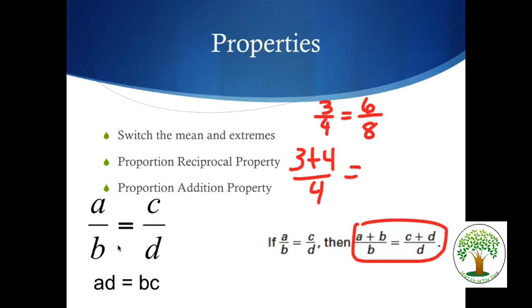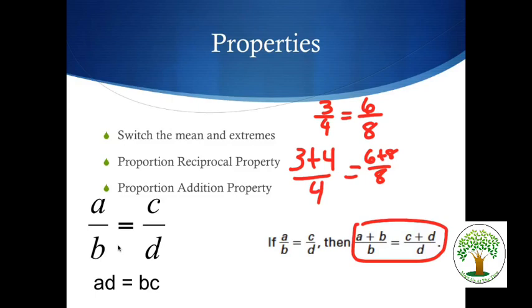What does that make for this? You can write it here. 6 plus 8 over 8. Let's try it. 6 plus 8 over 8. Is this a true statement? Does this actually reduce to the right thing?